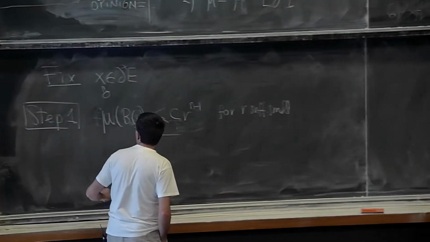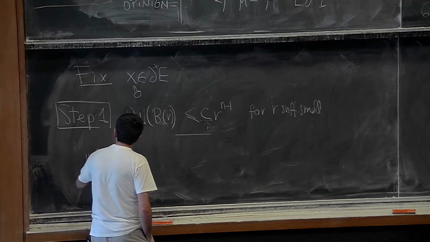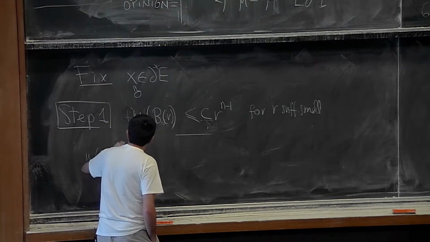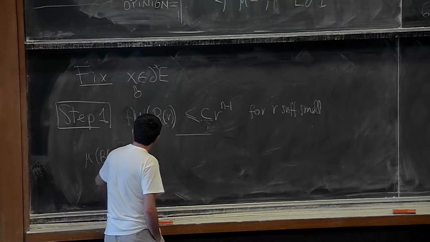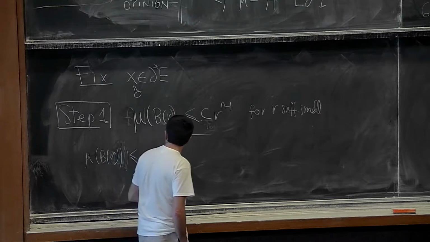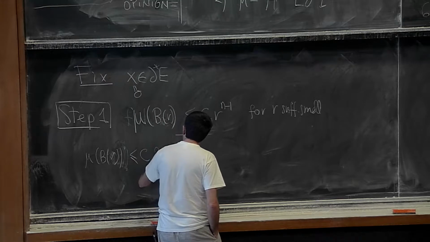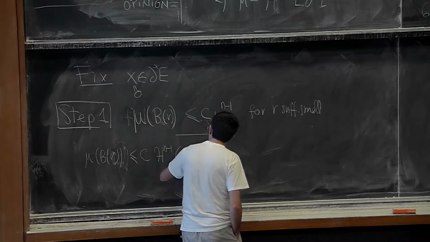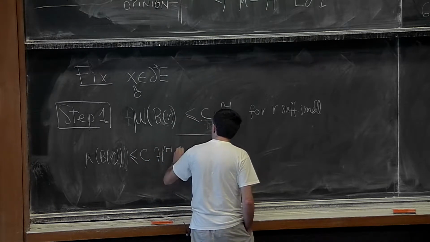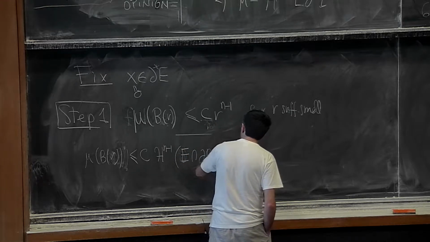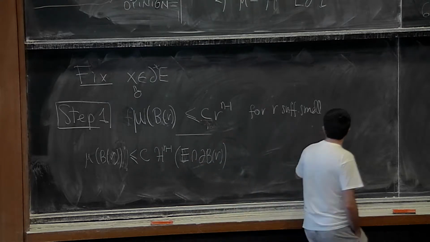In the proof, actually, we obtained the following. That is that mu of the ball B(0, r) is less or equal than, up to a constant, H^(n-1), the measure of E intersected with the boundary of the ball of radius r. Okay, so there was this kind of argument.